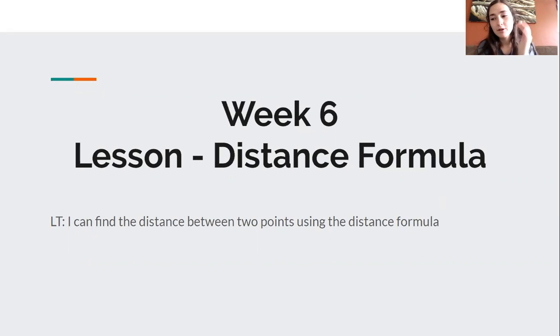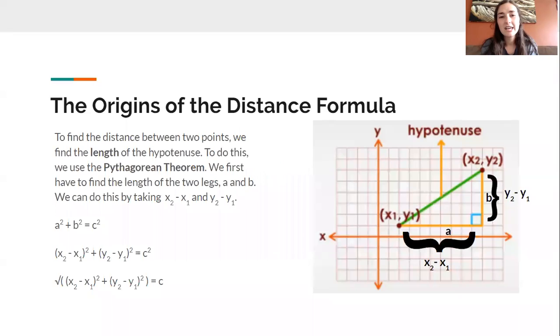So in the past, we were looking on the coordinate plane, we were able to count the squares, but this time we're going to extend it so we have just one formula that we can plug our 2 points into. So let's take a look. As I said before, the origins of the distance formula is in the Pythagorean theorem.